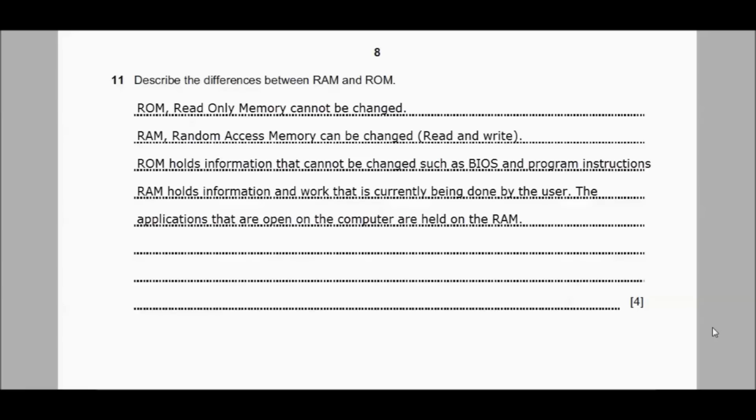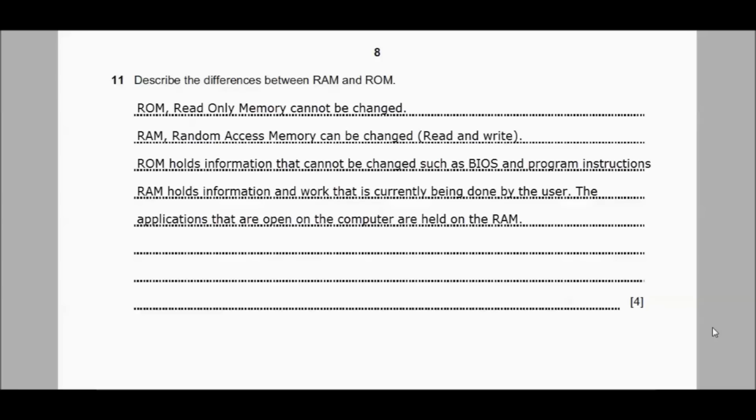Okay, so ROM stands for read-only memory. So read-only can't be changed once it's written. RAM is random access memory, and that can be changed, so it's read and write. So ROM holds information that cannot be changed, such as startup programs, the BIOS, and program instructions. Things that can't be changed.